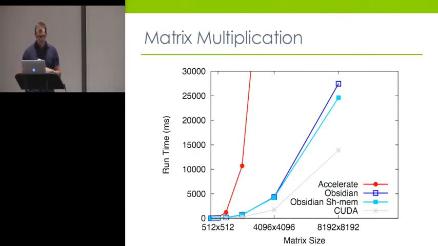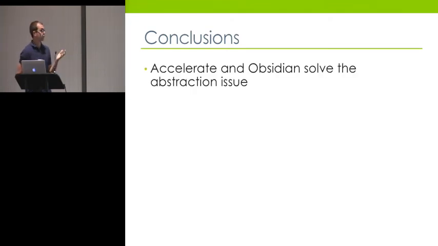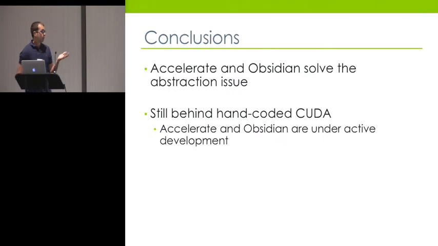So in conclusion, in my experience, I have to say that Accelerate and Obsidian solve the abstraction issue to a great extent, so it's way easier and more amenable to program in Accelerate and Obsidian than it is in CUDA, say. But they're still behind hand-coded CUDA. Thankfully, they are still under active development, so maybe this gap in performance is already reduced, because I ran these benchmarks back in April, I believe.